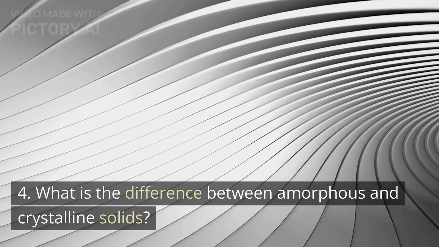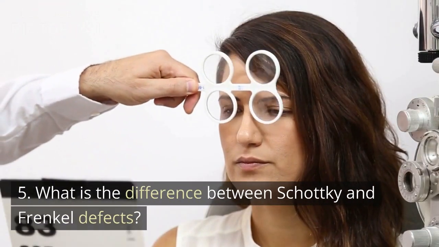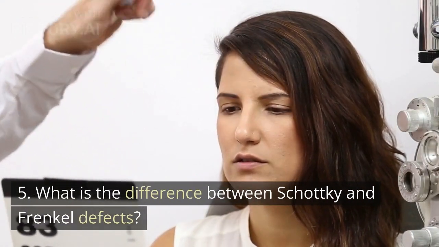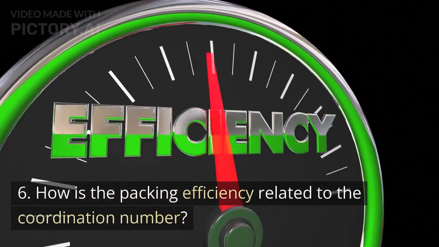4. What is the difference between amorphous and crystalline solids? 5. What is the difference between Schottky and Frenkel defects? 6. How is the packing efficiency related to the coordination number?